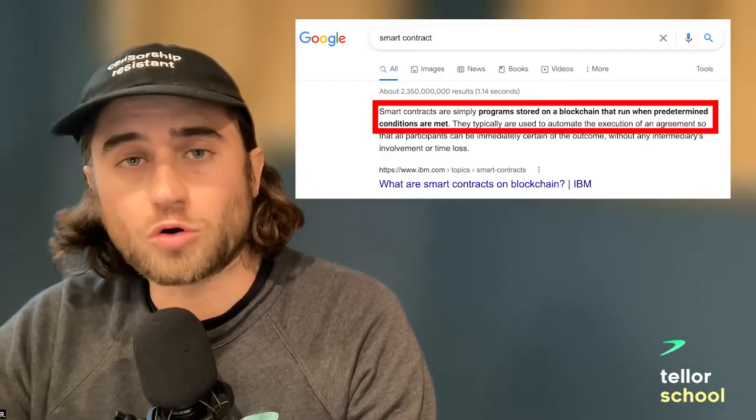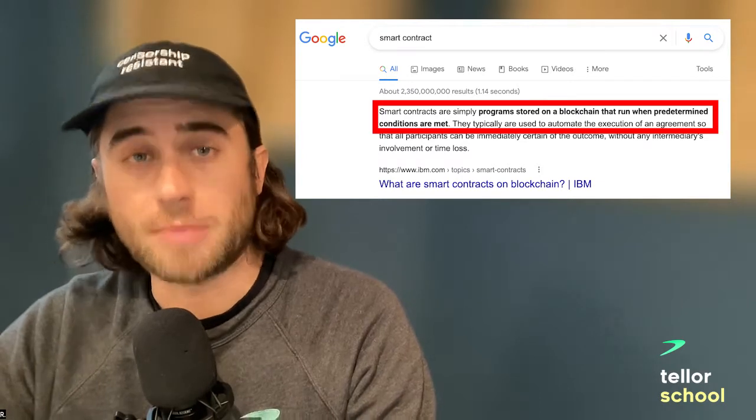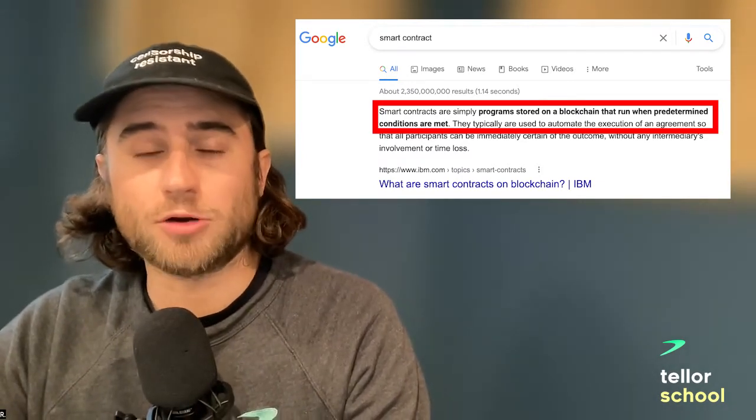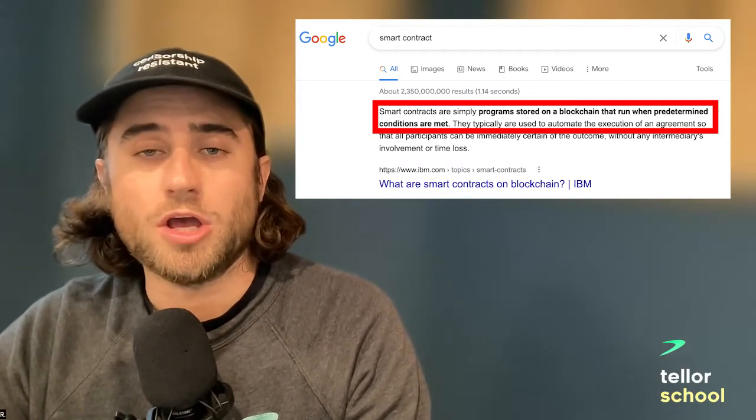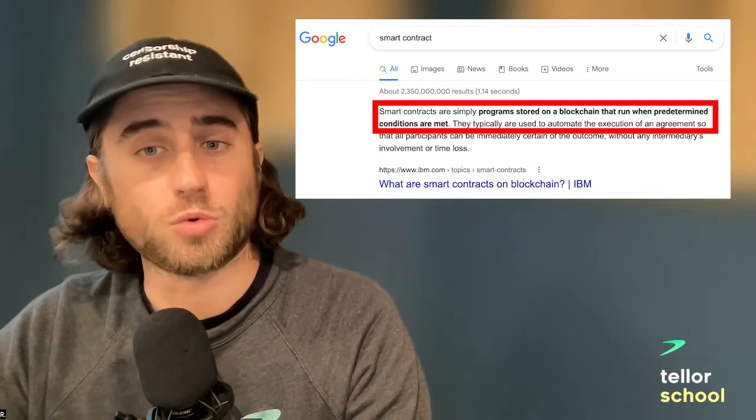So I feel like the most effective way to get started here is just doing a simple Google search of what are smart contracts. And the first hit that we get is programs stored on a blockchain that run when predetermined conditions are met. Whew. So a lot of technical terms there, but I think it'll be helpful if we break it down using the simple language of a normal contract that we see in the real world.